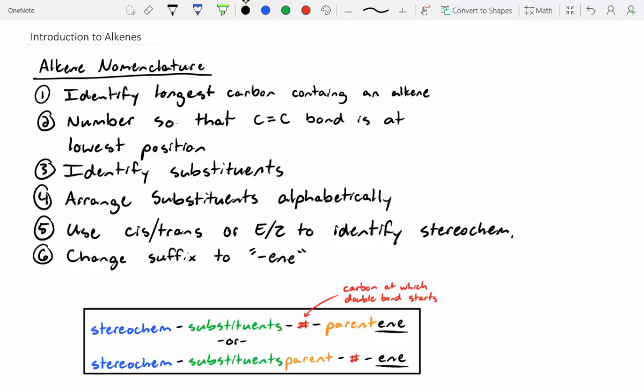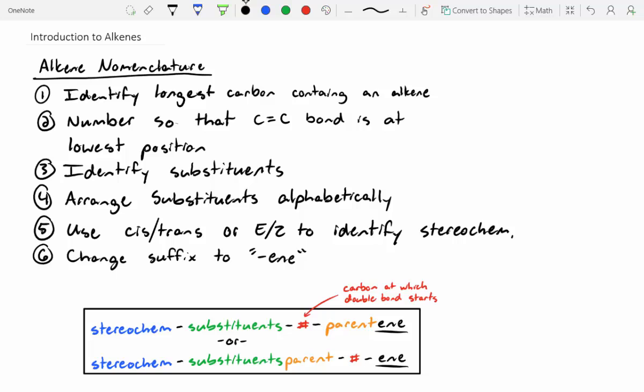Alkene nomenclature is pretty similar to alkane nomenclature with a few minor differences. The first thing you need to do is identify the longest carbon-containing chain that contains the alkene unit. After that, you want to number your carbon chain so that the carbon-carbon double bond is at the lowest position. After that, it's very similar to alkane nomenclature.